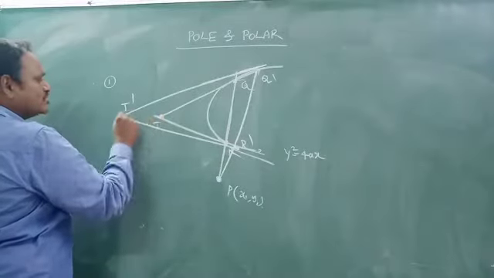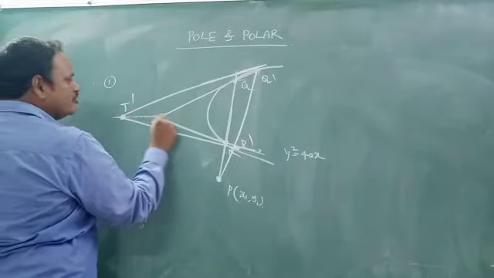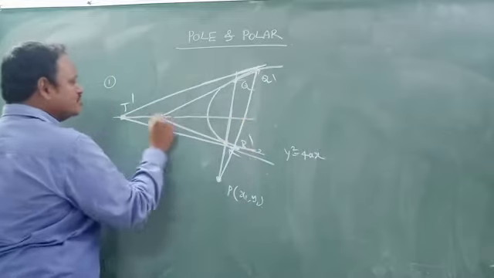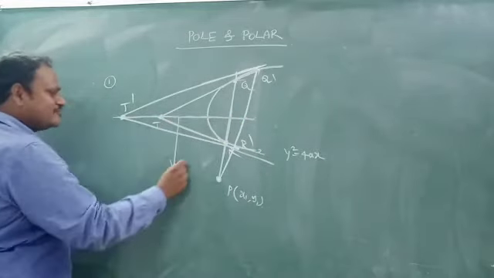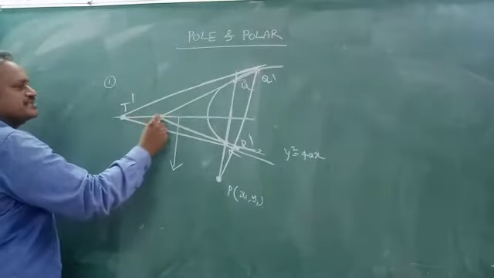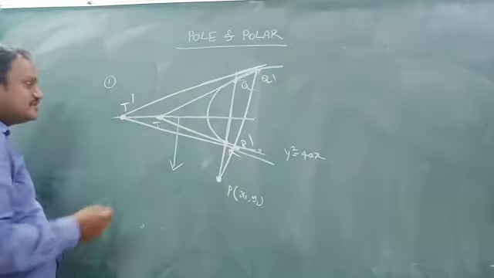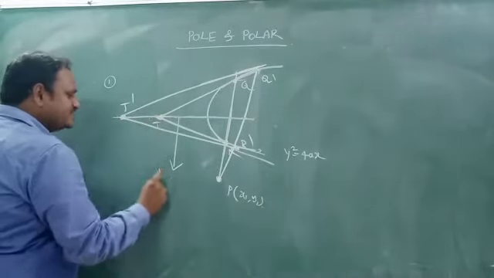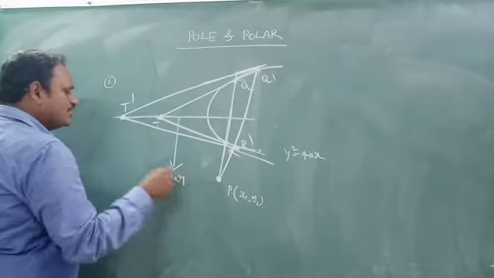These are now the locus of the point. If you join, you are going to get a line. This line is the locus of all such points. This line, what you call it as a polar. Polar. This is a straight line.